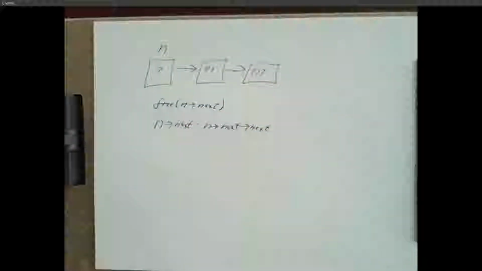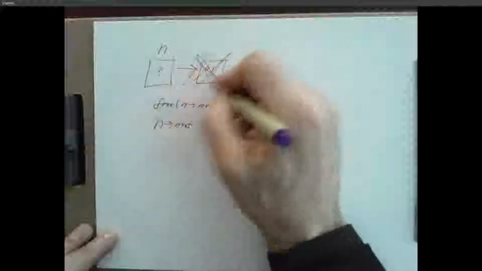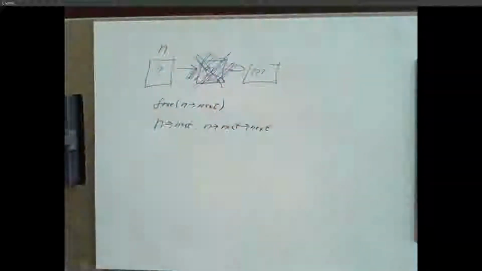Well, the problem is, as soon as you free something in memory, think of that as no longer available. So if I say free n next, this no longer exists. It's gone. Not part of our world anymore. And the list is broken.